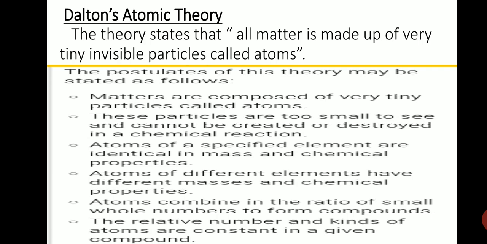Next is the relative number and kinds of atoms are constant in a given compound. The relative number and kinds of atoms are constant in a given compound. In a gold atom, I told you, all the kinds of atoms are fixed.